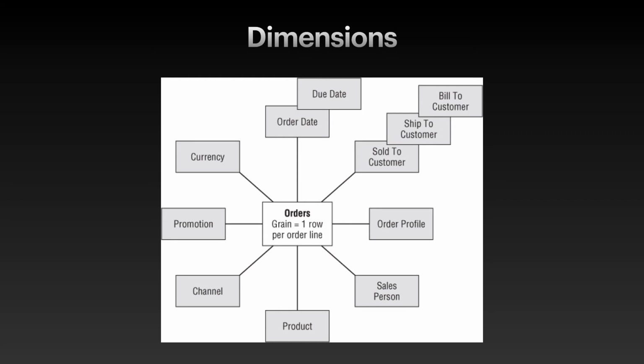Dimension tables contain the descriptive attributes used by BI applications for filtering and grouping the facts. This is where the team goes over the grain for each business process and determines the required dimensions.